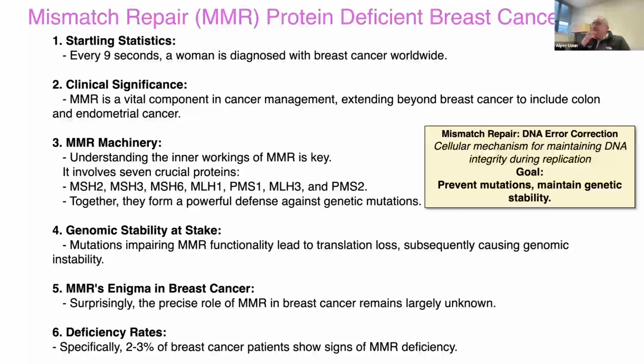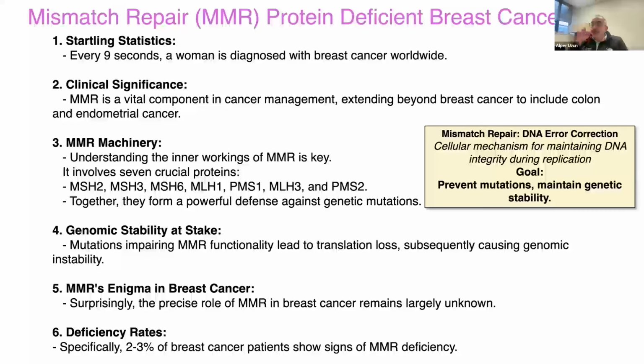As an intro, literally every 9 seconds, a woman is diagnosed with breast cancer worldwide. Mismatch repair, MMR, is a vital component in cancer management, extending beyond breast cancer to include colon and endometrial cancer. Understanding the inner workings of MMR is key because it involves 7 crucial proteins, which I listed here, MSH2, MSH3. Together, they form a powerful defense against genetic mutations. These mutations impair MMR functionality, leading to translation loss, or subsequently causing genomic instability.